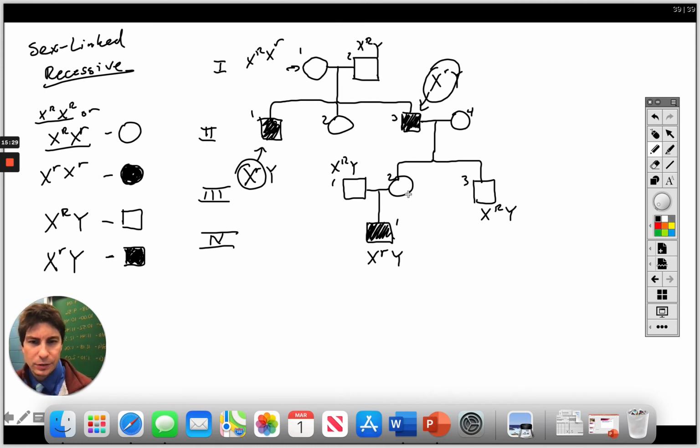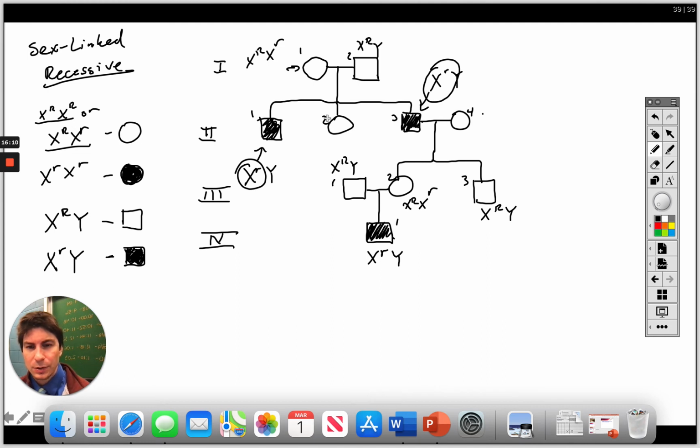Let me go down to generation 3 because that might help us out a little bit. We know this is X big R Y. Number 2, we know this one has to be X big R, X little r, because the son down here has the X little r, which he's going to get from his mom, from the female. And then you got the Y from the dad. This one here, we actually can't determine if it's X big R X big R, or X big R, X little r. We can't determine if it's homozygous dominant or heterozygous, just because the 2 kids, it could work either way.